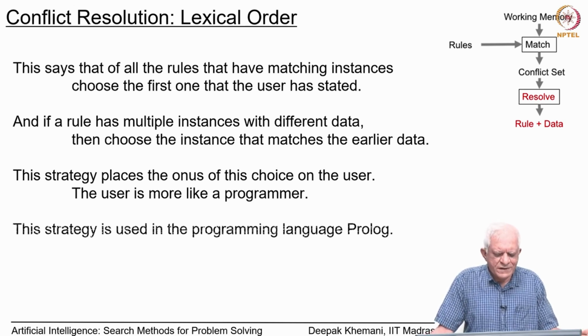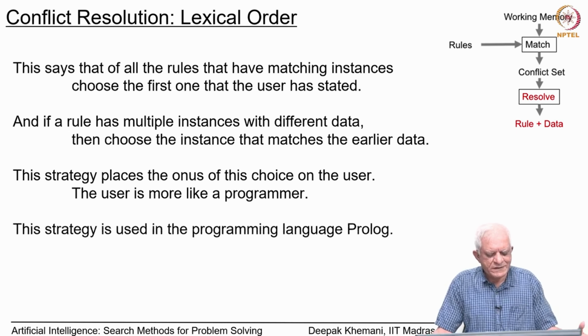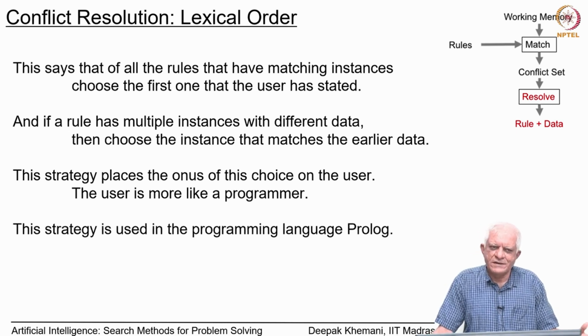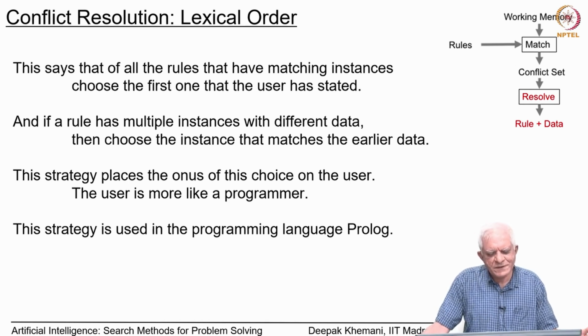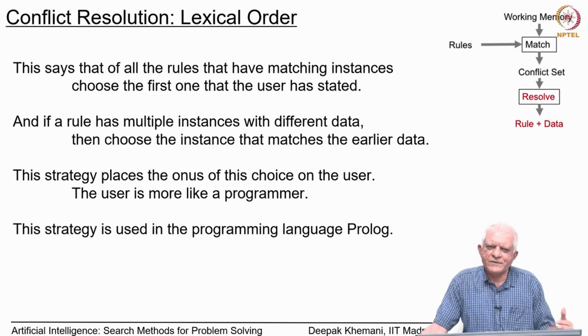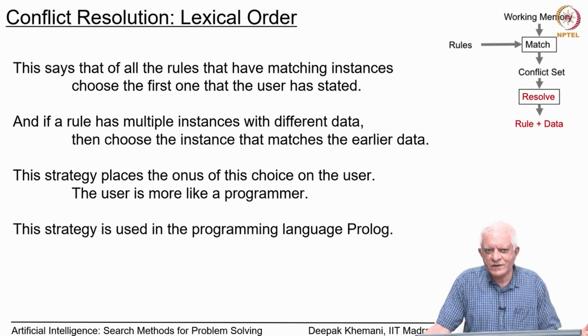We will see next week sometime that this strategy is used in the programming language Prolog, which is why it is more of a programming language and less of an expert systems shell, which OPS5 is considered to be, because in OPS5 this constraint on the user to write the rules in a particular order, which would make it more efficient or even make it work, is not there. You can write programs in Prolog, but if you change the order then it will simply go into an infinite loop.